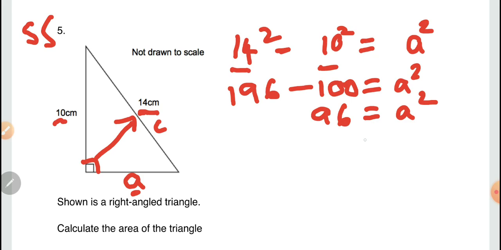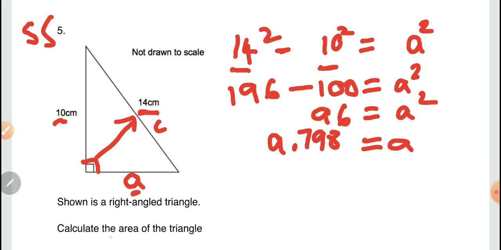So obviously I don't want A squared, I want A. So how do you go from A squared to A? You have to square root. So I have to square root both sides. So what's the square root of 96? Well, the square root of 96 is 9 point, and there's a lot of numbers after the decimal. So I'm just going to round to 3 decimal places in this case. So the length A here is actually 7.98 centimeters.